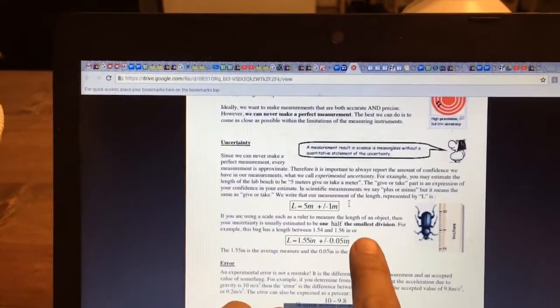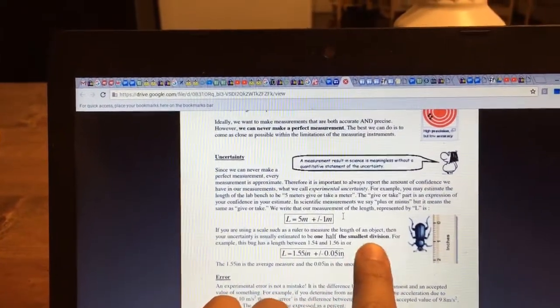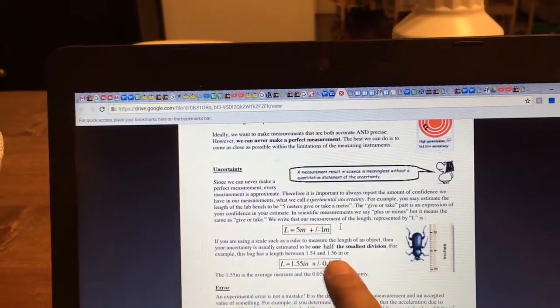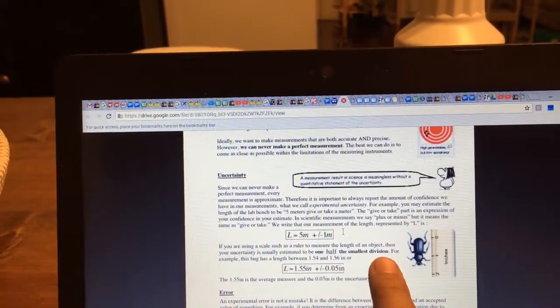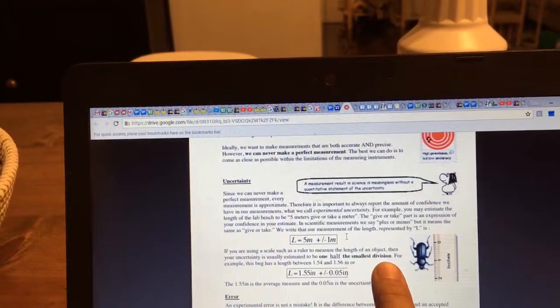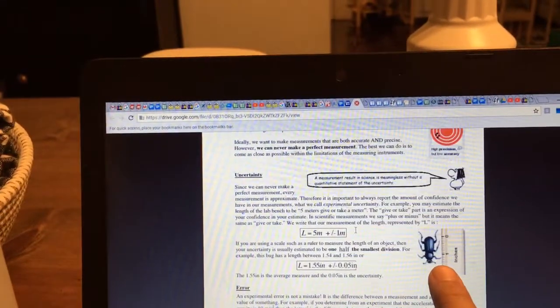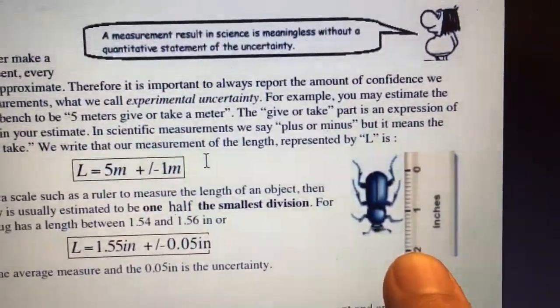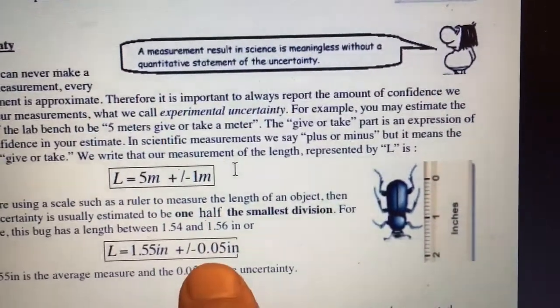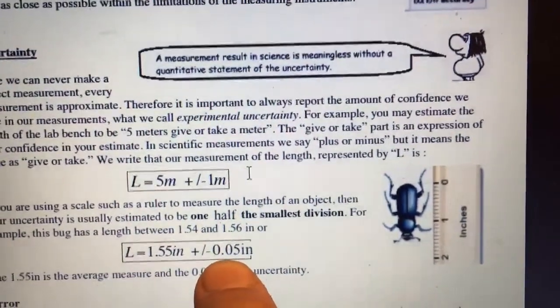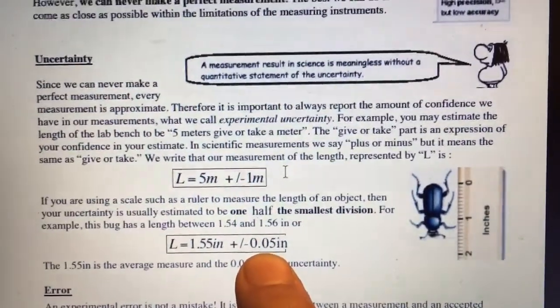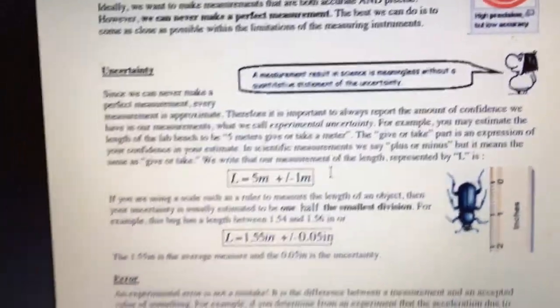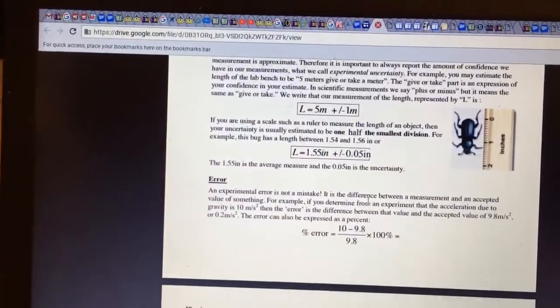The way we do that in my class and in science in general is that we say the uncertainty is 1/2 of the smallest division. So what does that mean? Well, let's say that the smallest division, like here, is 1/10 of an inch. Then we would say our uncertainty is 1/2 of that 1/10, or 1/2 of a 1/10 is 0.05. That's how we would express that. So you'll use that rule throughout the class this year.